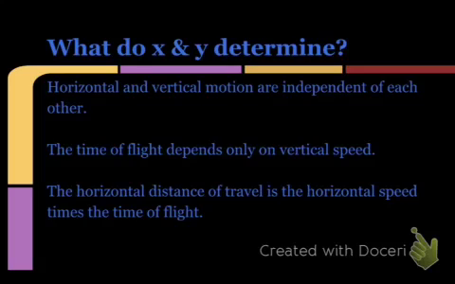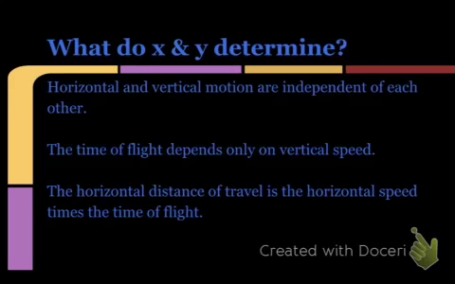So again, horizontal and vertical motion are independent of one another. It's important to know that all of the variables are independent of x and y except for time. Time is dependent on vertical speed, so essentially how high something is from the ground. That's what time is going to depend on in essence.